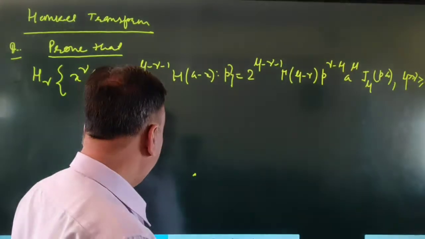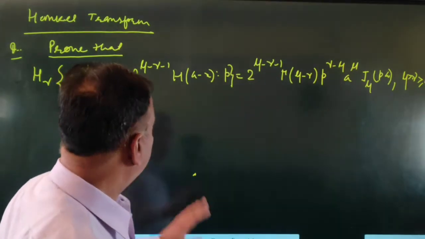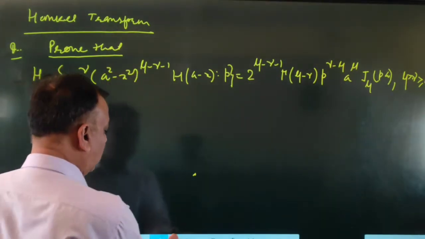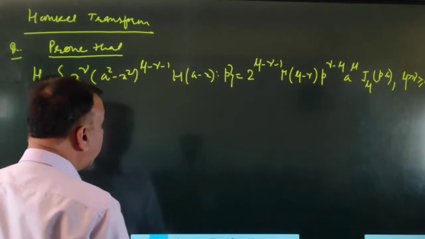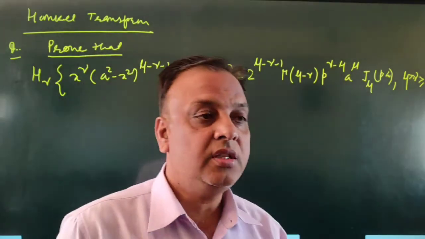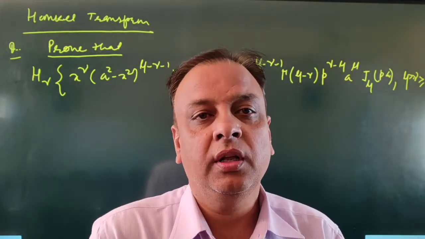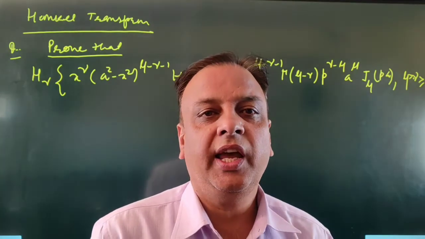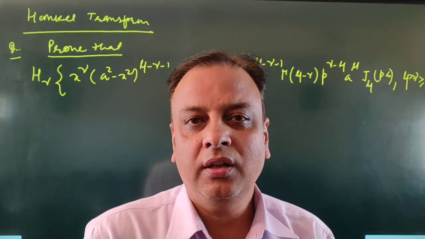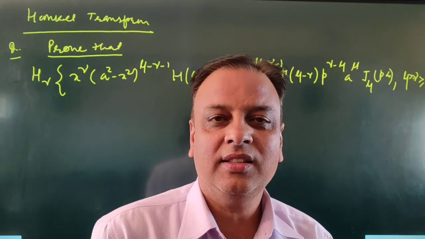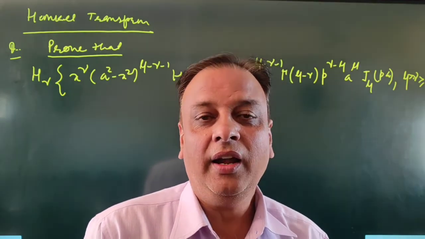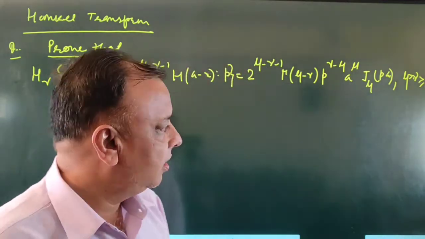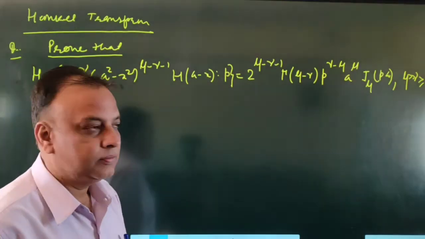So we have to prove this Hankel transform of the given function. Here H(a minus x) is the Heaviside unit function. The value of this function H(a minus x) is equal to 1 if x is less than a, and this is 0 otherwise.